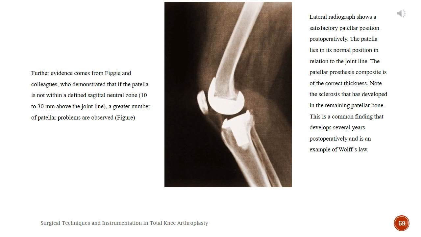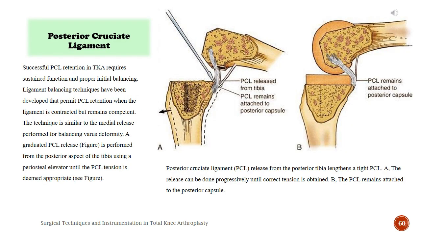Further evidence comes from Figge and colleagues, who demonstrated that if the patella is not within a defined sagittal neutral zone, 10 to 30 mm above the joint line, a greater number of patella problems are observed. Figure. Notice the radiograph. The lateral radiograph shows a satisfactory patella position postoperatively. The patella lies in its normal position in relation to the joint line. The patella prosthesis composite is of the correct thickness. Note sclerosis that has developed in the remaining patella bone. This is a common finding that develops several years postoperatively and is an example of Wolff's law. Posterior cruciate ligament.